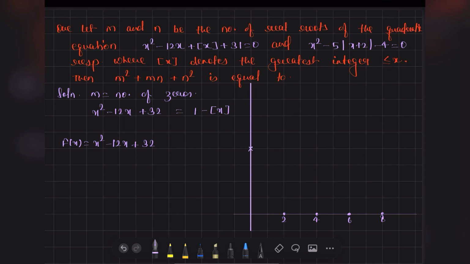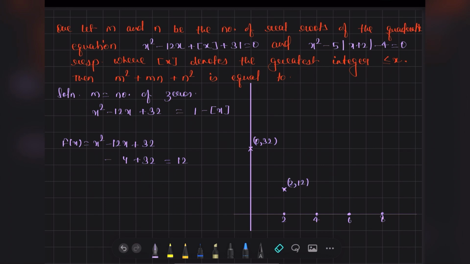Suppose this is the point. I have taken 8 bifurcations. So it is 0 comma 32. Now consider x as 2, so it will become 4 minus 24 plus 32. So if you observe, it will become 12. So 2 comma 12, somewhere here at the midpoint.